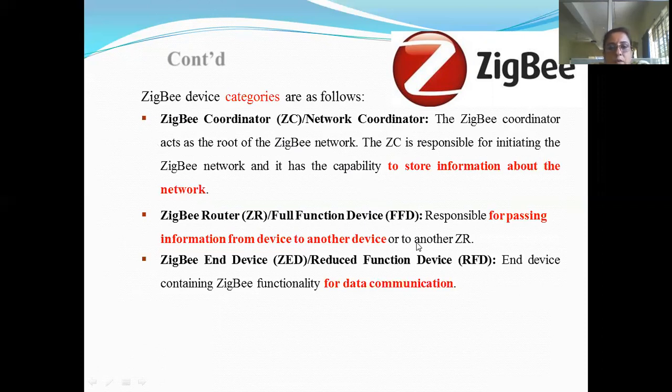You have to have the Zigbee coordinator, right? It is a system which takes care of connecting and coordinating with all the devices, and it has the capability to store information about the network. You require a Zigbee router. The router is responsible for passing information from one device to another device, right? And there will be the end device called the reduced function device, RFD. So these are the 3 main components required in the Zigbee network. It is most commonly used in embedded systems.